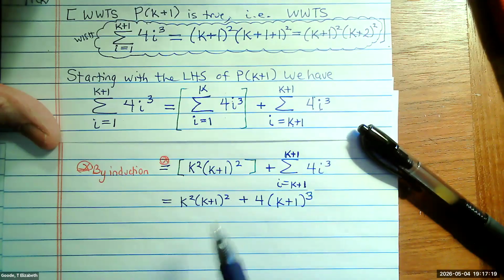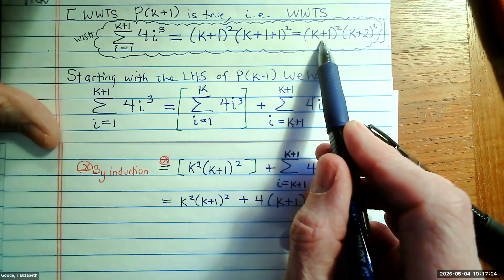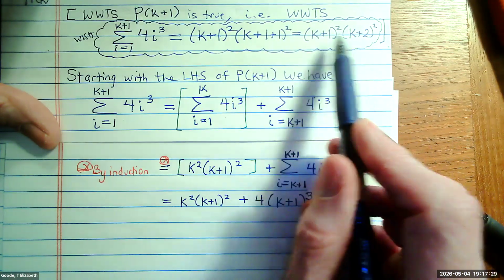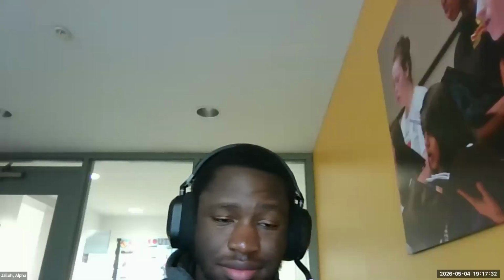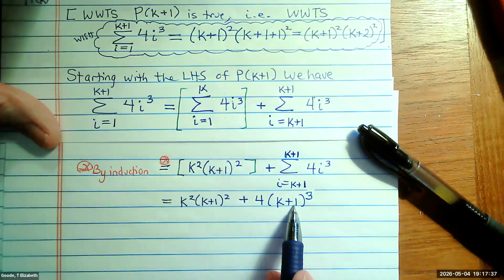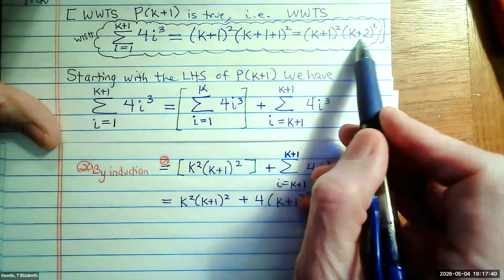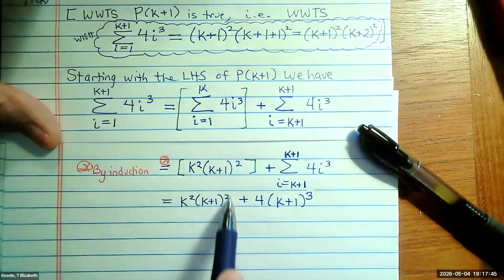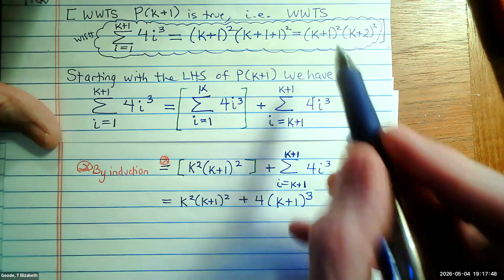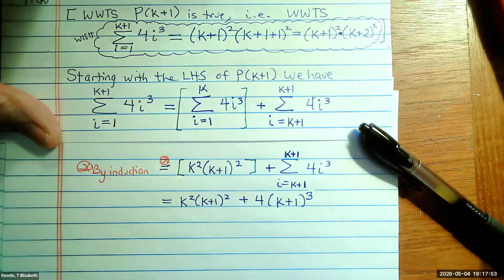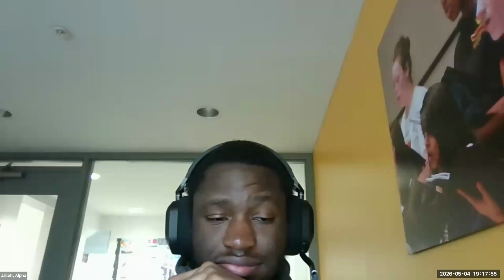We are trying to get this expression to look like k plus 1 squared times k plus 1 squared, but that's really just k plus 2 quantity squared. Do you agree? And we can let what we're shooting for guide our next algebra step. Do you see how this is a product plus another product? But what we really want is just something squared times something squared. We can use that to guide us.